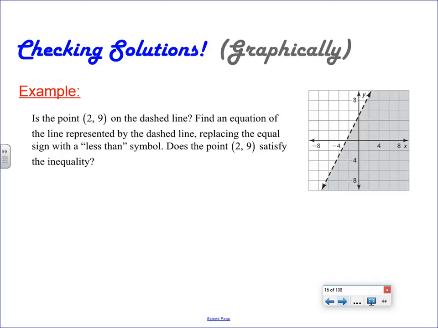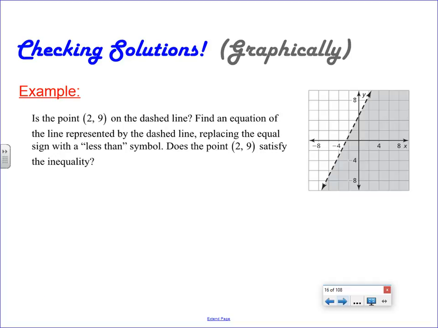Now, question. What is it asking us? The very first thing, I know it's a big paragraph, just the first sentence, what's it saying? Is the point 2,9 on the dashed line? Okay, it's having us break it down. Is 2,9 on the line? No. Well, hold on, check it. 2,9 is just a point, right?